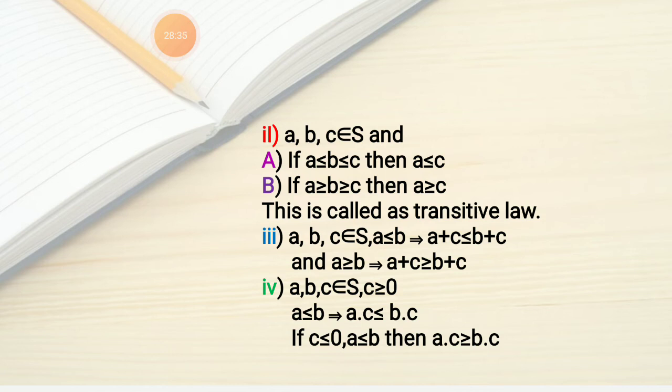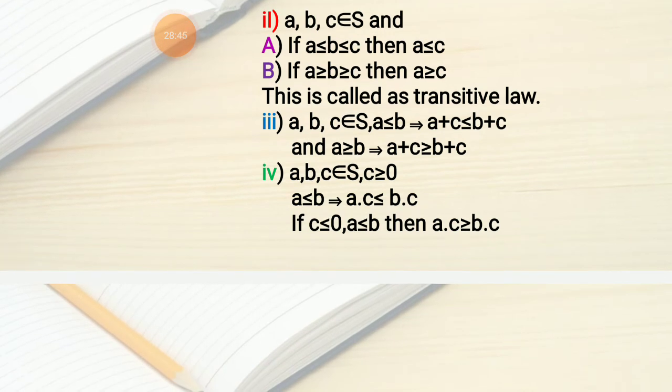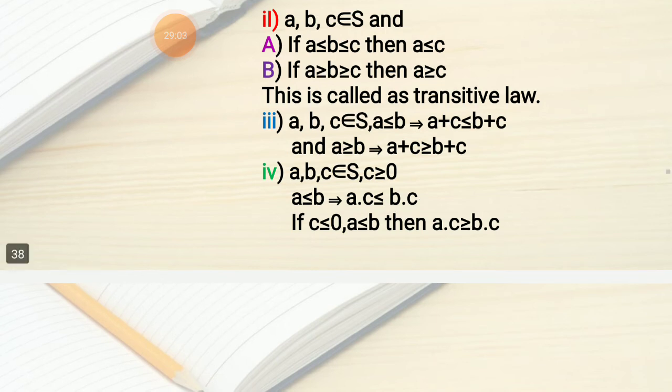The third law: whenever a, b, c belong to S and a is less than or equal to b, then a plus c must be less than or equal to b plus c, and whenever a is greater or equal to b, a plus c is greater or equal to b plus c. And the fourth law: a, b, c belong to S; whenever c is greater or equal to 0 and a is less than or equal to b, then ac is less than or equal to bc. Whenever c is less than or equal to 0 and a is less than or equal to b, then ac is greater or equal to bc. Whenever c is a negative number, the less than or equal to becomes greater or equal to; we have to observe this.